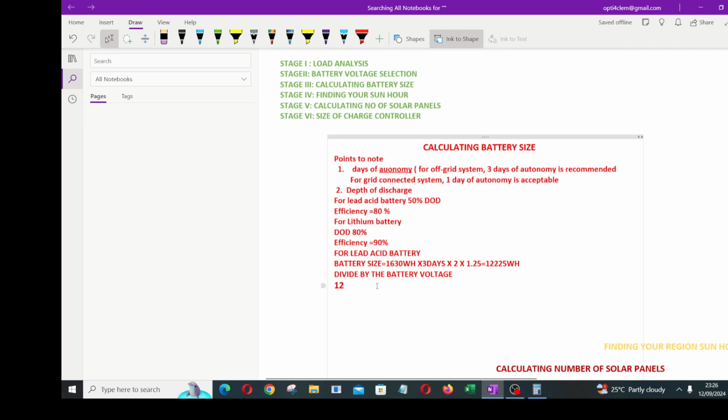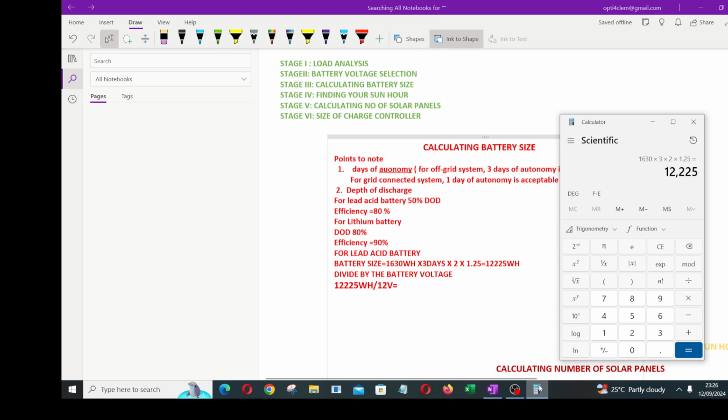So we divide by the battery voltage, which is 12 volt, because we want to calculate the size of each battery. So we now have 12,225 watt hour divided by 12 volt. Let's see what we are going to get from there, which is 12,000 divided by 12. That will be 1,018.